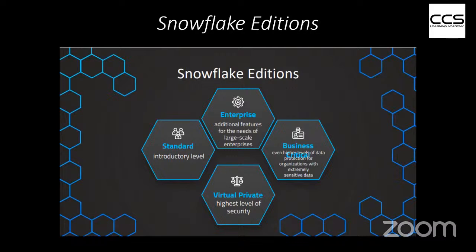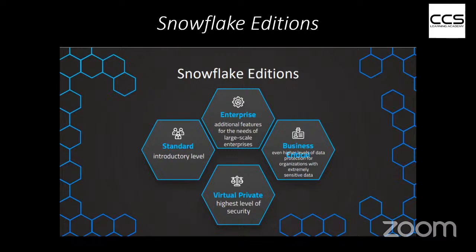The Standard edition is an introductory level edition. Obviously it will cost you the least, but in this edition, you have all the standard features. However, if you need some additional features for a large scale company, if you have a lot of data coming in, if you need more advanced features, then obviously you can go for the Enterprise edition. If you need further levels of data protection, if you're dealing with very sensitive data, obviously we have Business Critical. That could be an addition for you then. And as said, Virtual Private Edition has the highest level of security with the fastest performance.